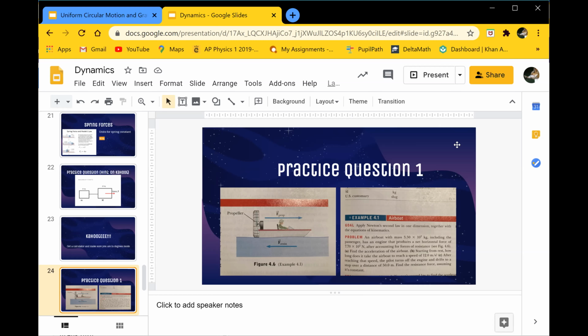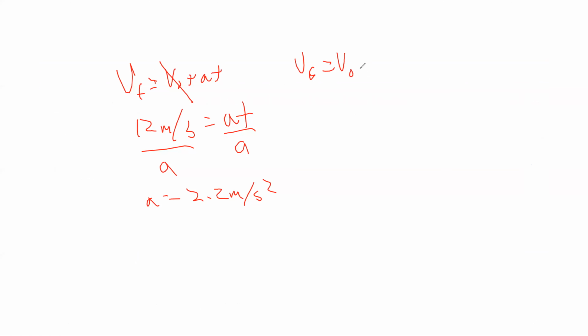So, okay, let me just write this out. We know that the kinematic equations are Vf equals V naught plus at, right?